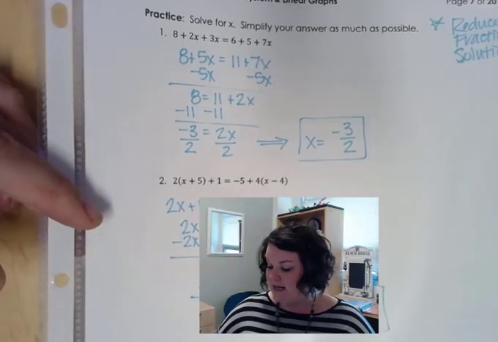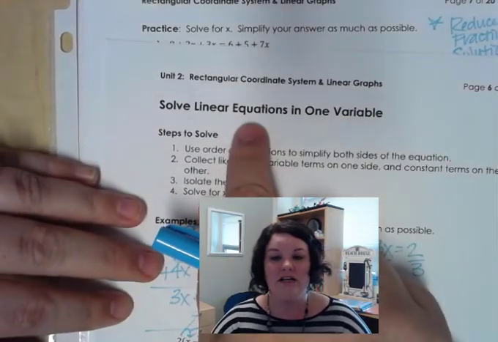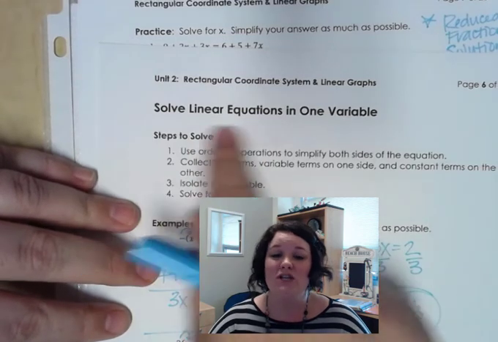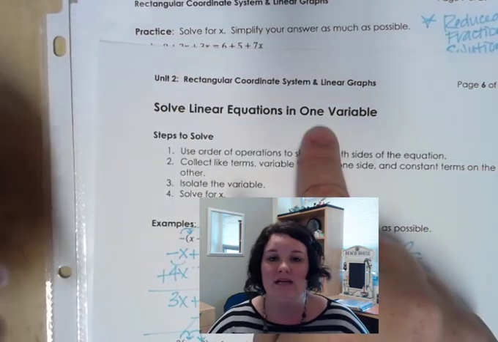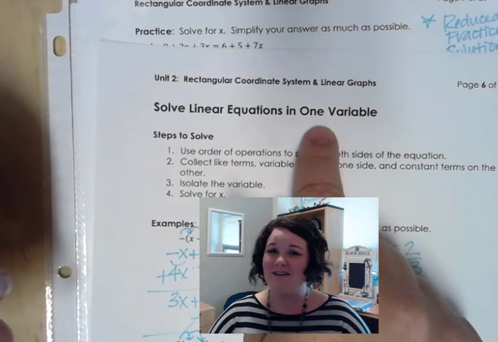All right, so that is the end of solve linear equations in one variable. So you should now be able to do that assignment in Knewton. Okay, let me know if you have issues or you need help.